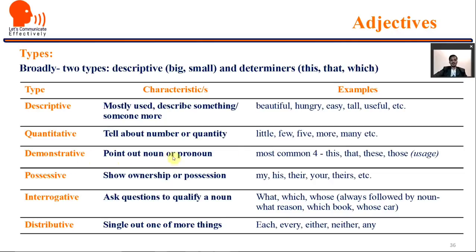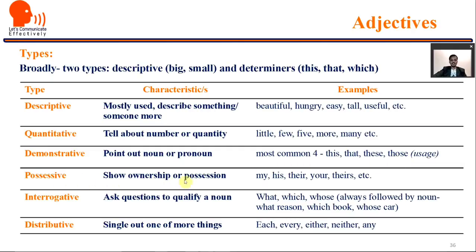Demonstrative adjectives point out a noun or pronoun. The most common demonstrative adjectives are this, that, these and those. This and these are used for singular or plural things which are near to us, and that and those are used for things which are far away from us. Like, this is a chair or these are the chairs if they are near to me; that is a chair if it is away, or those are the chairs if they are away from me.